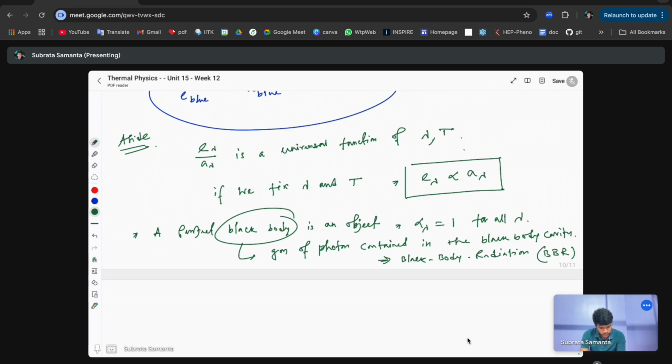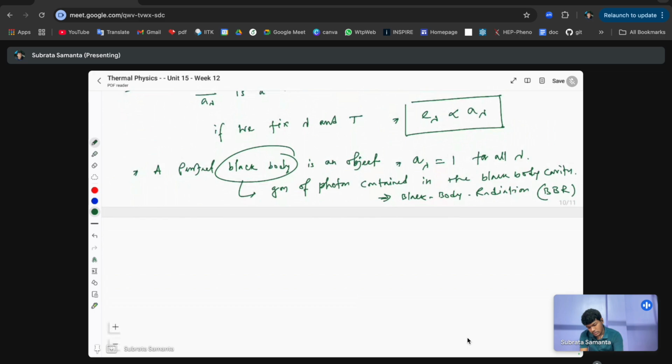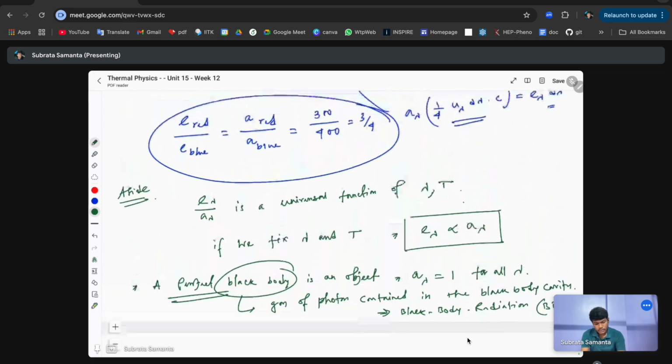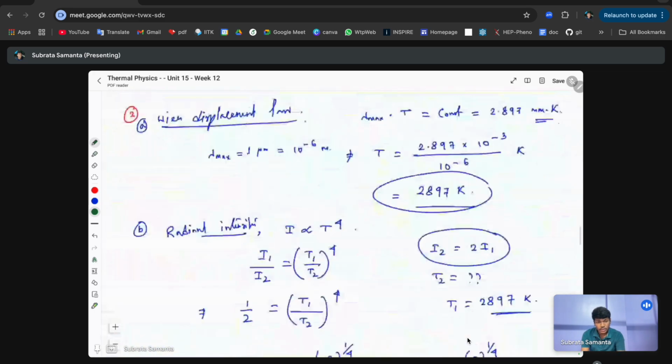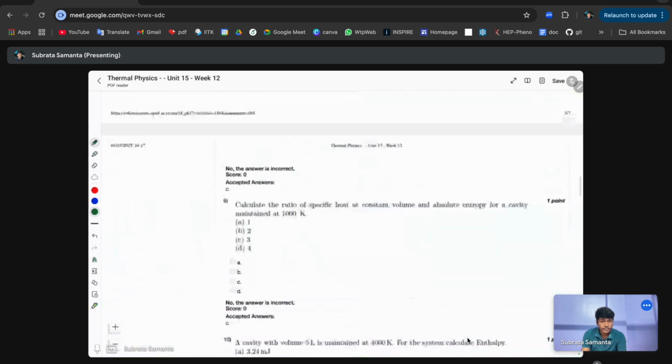And so this is A lambda. So for a perfect black body the absorption rate equals 1 for all lambda, so that is the perfect black body. Okay, so if there is any question.